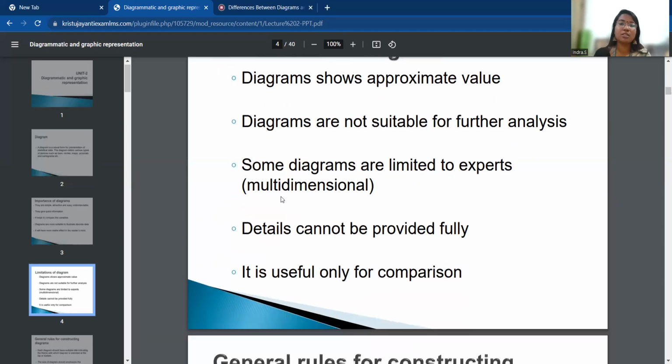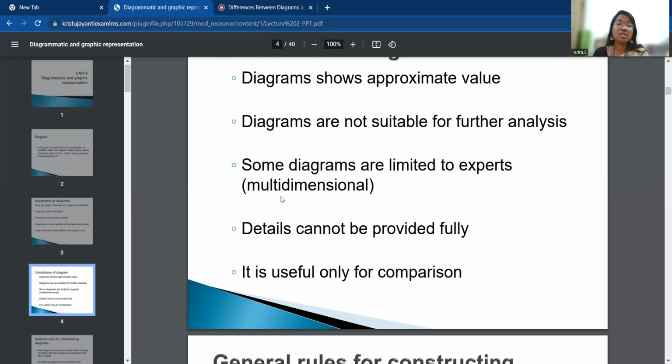The third is that some diagrams are limited to experts. Only certain diagrams can a layman understand. Some multi-dimensional diagrams are limited to experts. With this limited information, as a researcher I cannot do a further study. Only a layman can understand a bar diagram; everybody can understand a bar diagram. But beyond the bar diagram, with the statistical information, what am I going to do? How am I going to draw a conclusion? Is the bar diagram alone enough for me? Is keeping the information enough for me? No.